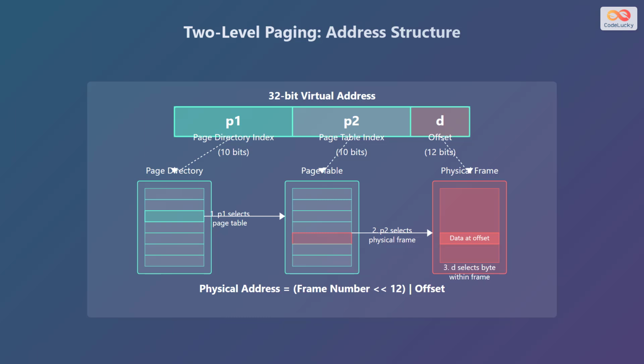The physical address is constructed by combining the frame number, obtained from the page table, shifted left by 12 bits, with the offset D.